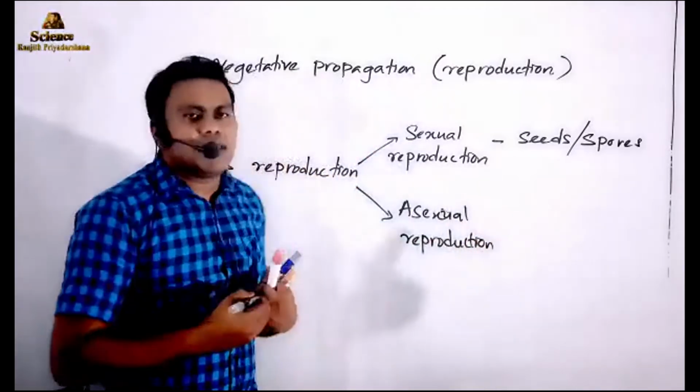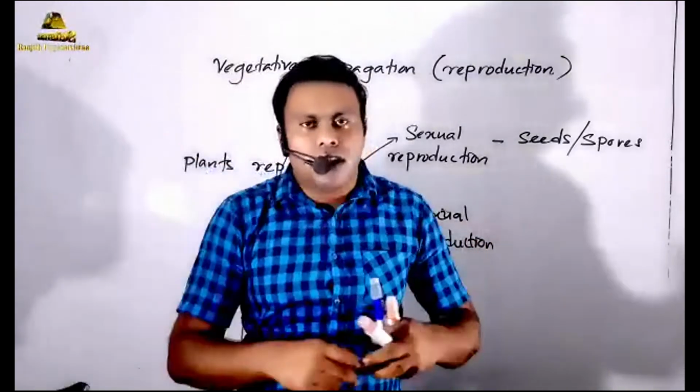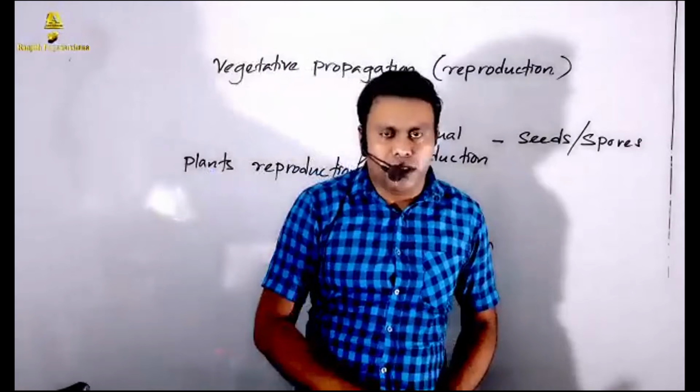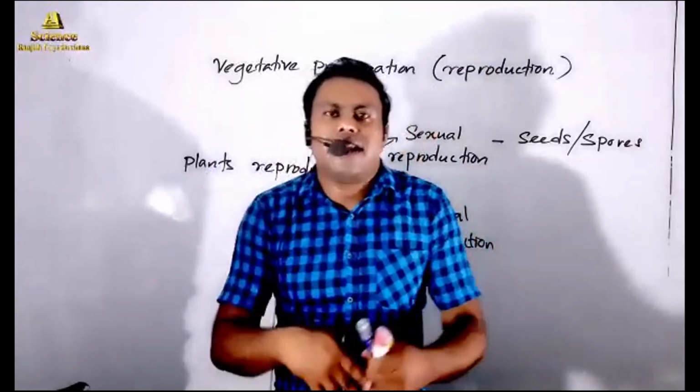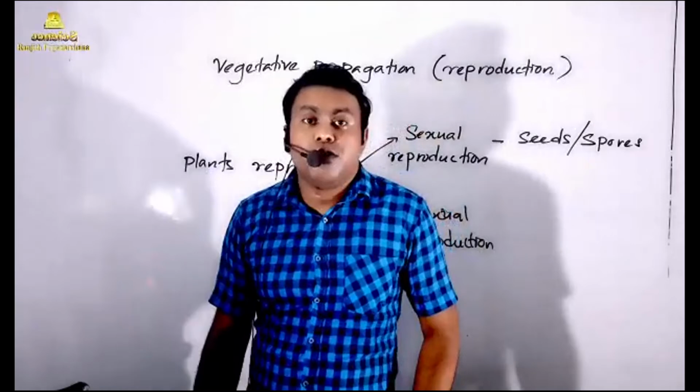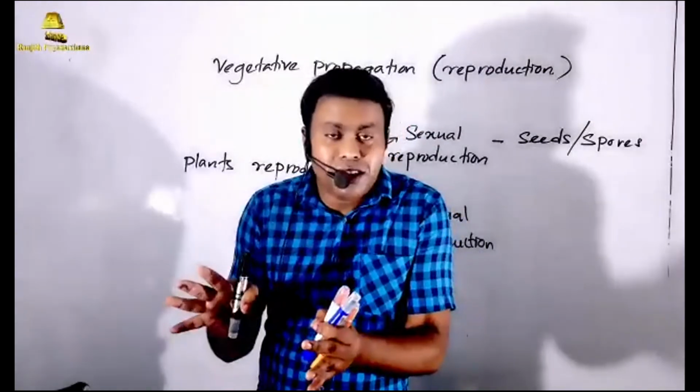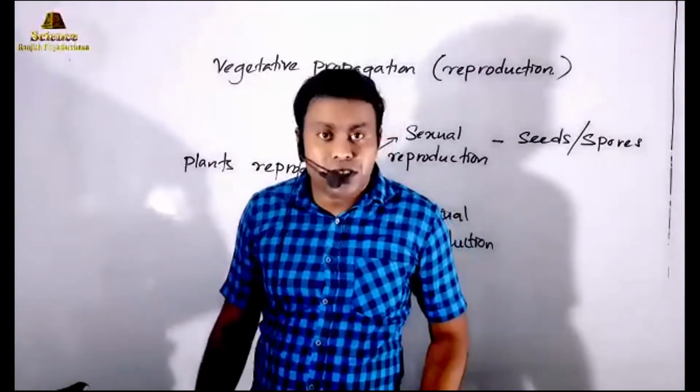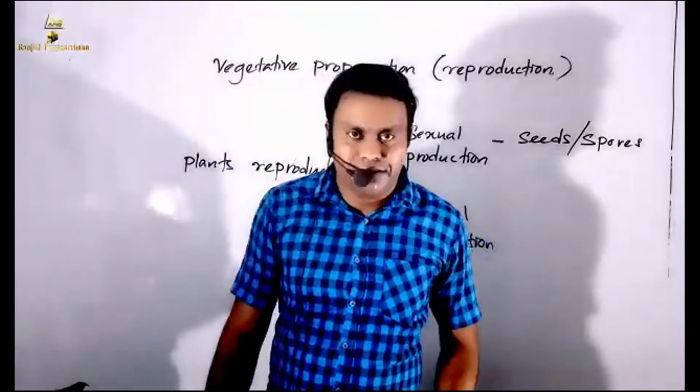So actually this is done by planting vegetative parts. So we can cut and transplant stems, stem cutting. So when you want to make a new rose plant, you cut the stem of roses and you transplant it.